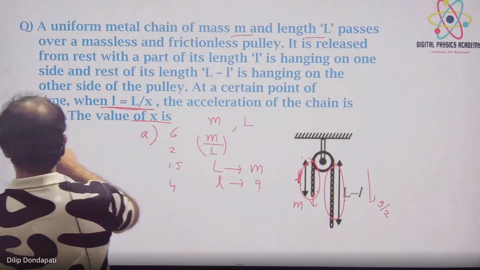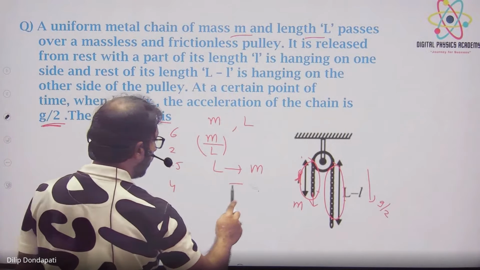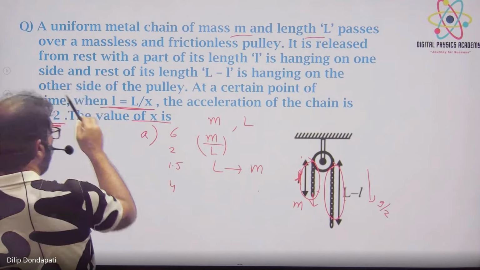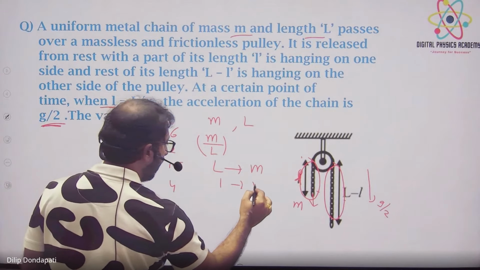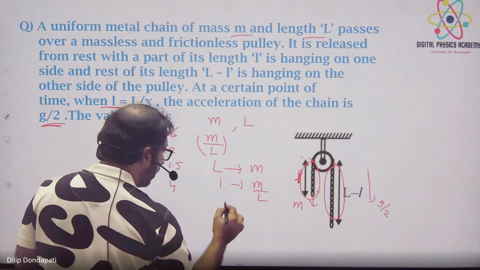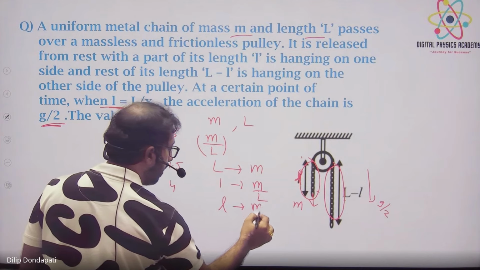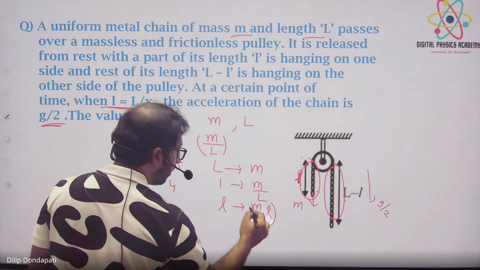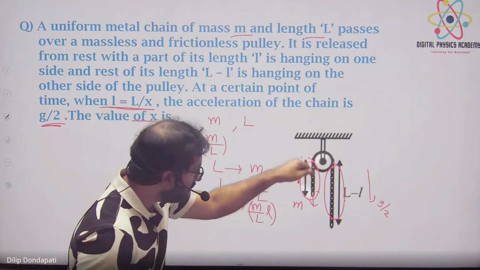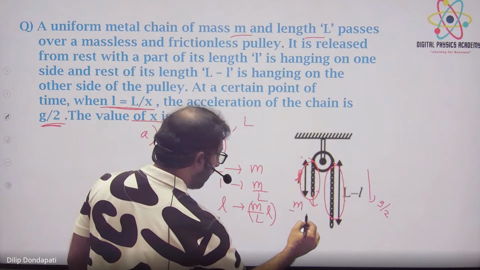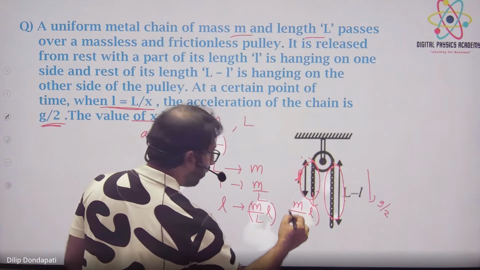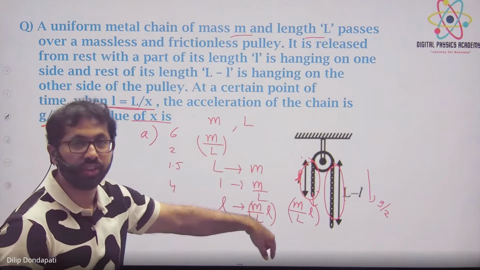और इफ यू वांट, यूनिट लेंथ में कितना है? वन यूनिट लेंथ में है सो मच. वन यूनिट लेंथ में m by L. Small l लेंथ में m by L times small l. This is the mass. So the force acting on this chain is m by capital L into small l into g.